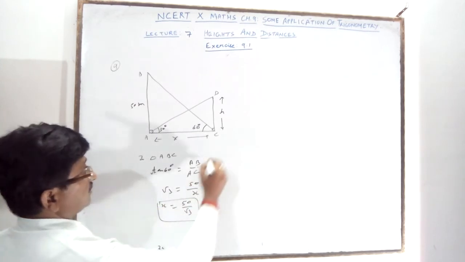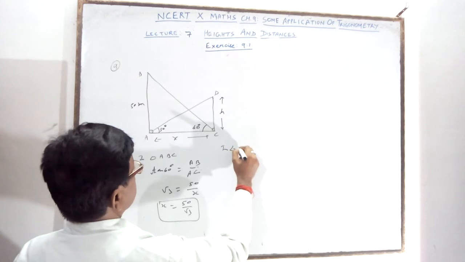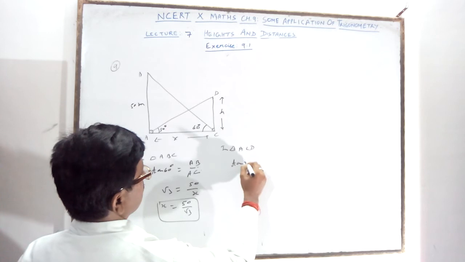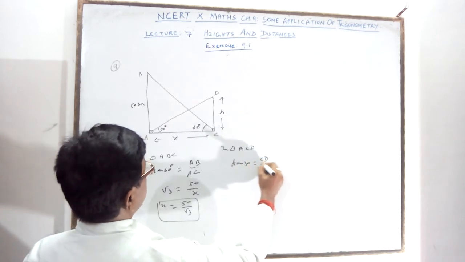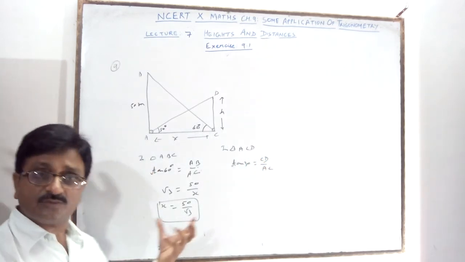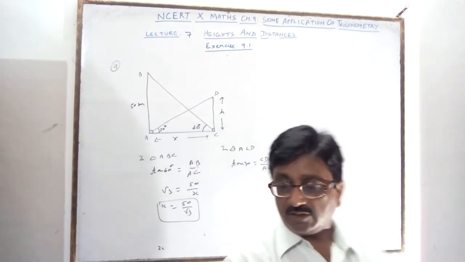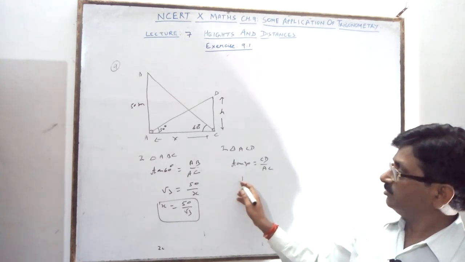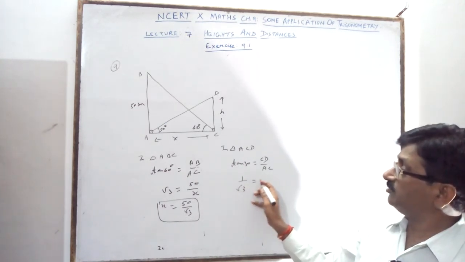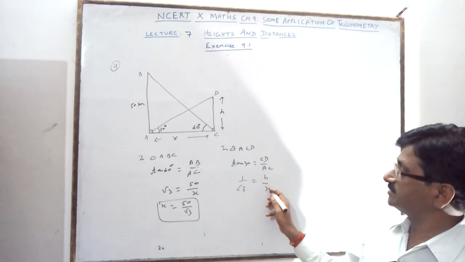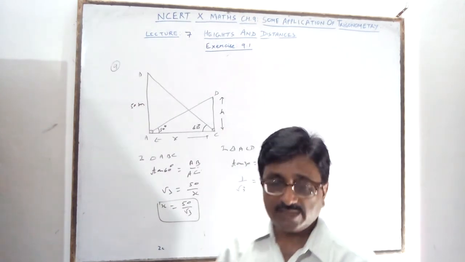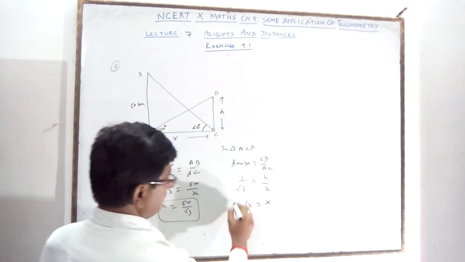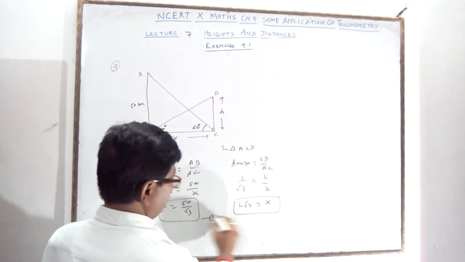In triangle ACD, tan 30 is equal to CD upon AC. Now what will you put? CD is h, AC is x, tan 30 is 1 upon root 3, equal to h upon x. Cross multiply. So what will you get? h root 3 is equal to x. It is the first and it is the second.